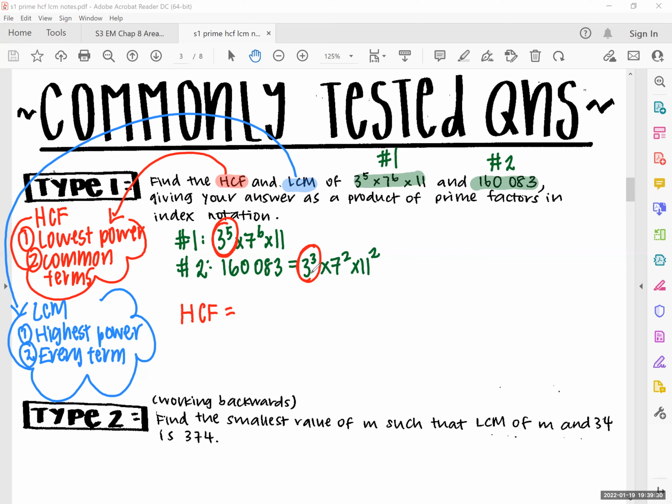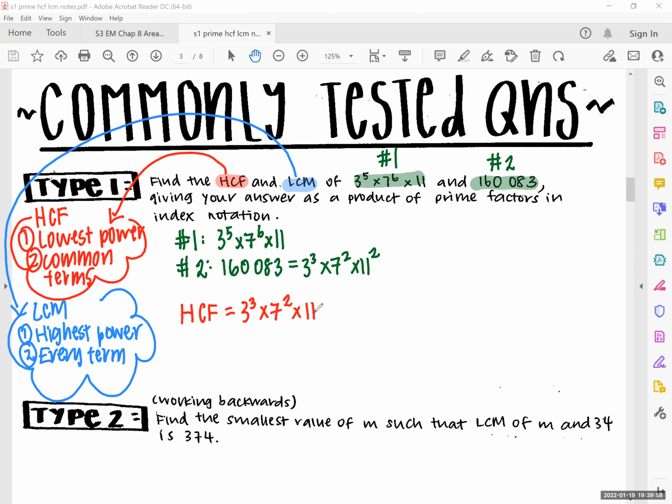But we only take the common term. Not just common term, we take the lowest power. So what's the lowest power? 3 to the power of 3. So the first one will be 3 to the power of 3. Next, followed by 7 to the power of 2, because that is common, and also the lowest power. Then the last one, you can see 11 and 11 squared, right? Which one shall we take? 11, because 11 is the lowest power, and that's the answer.